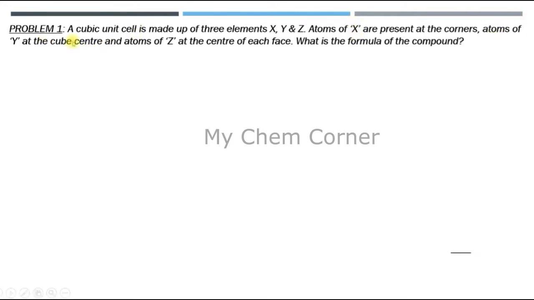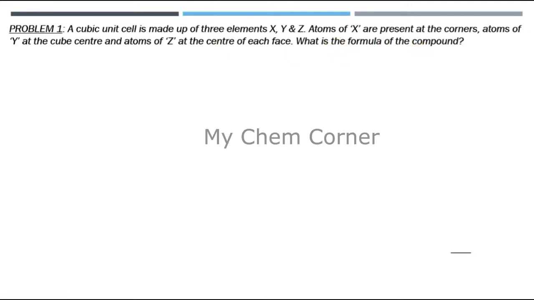Atoms of Y are at the cube center, just like body centered. When you're sitting in the room, the center of the room has an atom which is denoted as Y, and atoms of Z are at the center of each face. So in the room that you're sitting in, the center of each wall has a sphere or an atom, which is an atom of Z. This way, X is present at the corners of the cube, Y is present at the cube center, and Z is present at the center of each face. Keeping this information in mind, you need to find out the formula of the compound.